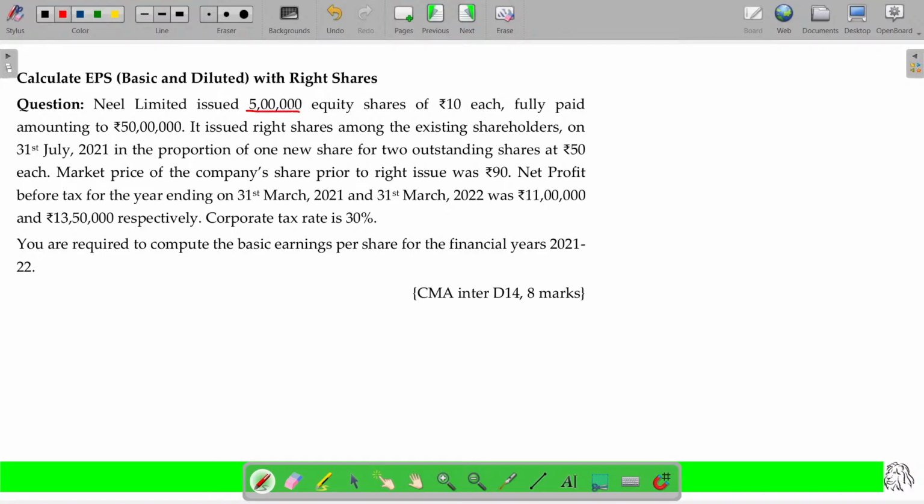Neil Limited issued 5 lakhs equity shares of ₹10 each, fully paid, amounting to ₹50 lakhs. So the weighted average number of equity shares currently is 5 lakhs. It issued right shares among the existing shareholders on 31st July 2021, in the proportion of 1 new share for 2 outstanding shares, 1:2. So 2.5 lakhs new shares will be issued at the rate of ₹50 per share.